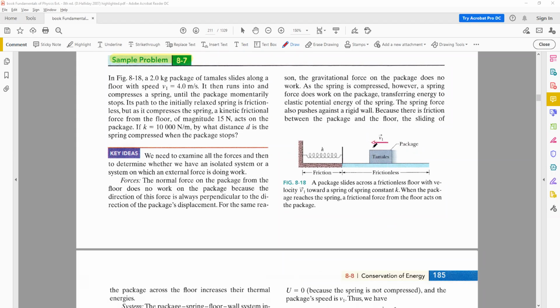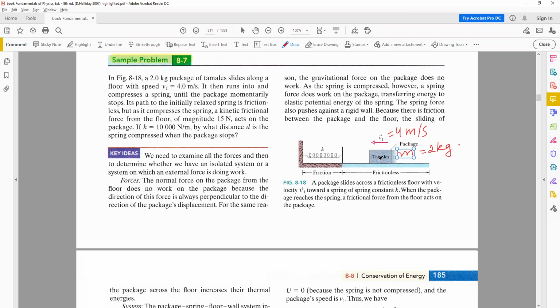So you can see that there is a box here. This box is moving with a velocity V1 towards a spring. This spring is attached to a wall. The spring constant is K. The mass of the box is 2 kg. So the mass in this case is equal to 2 kg. And the velocity is 4 meter per second.